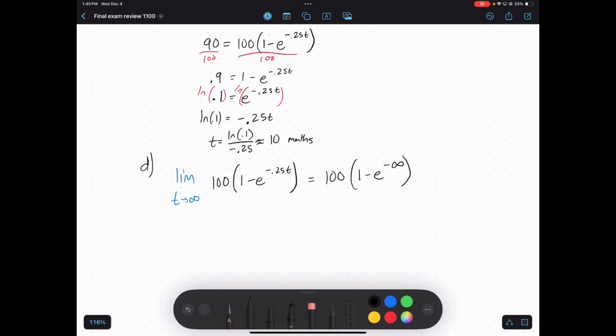So we end up with e to the negative infinity. Well, what's true about this term right here? Right. Since I have a negative exponent, this is a decay function, and as my function goes off to infinity for a decay function, it's slowly approaching 0. So that just goes to 0, and I'm left with 100 times 1 minus 0, which is just 1. So if we let time go on, what will eventually happen? 100% of doctors are going to be prescribing this medication.